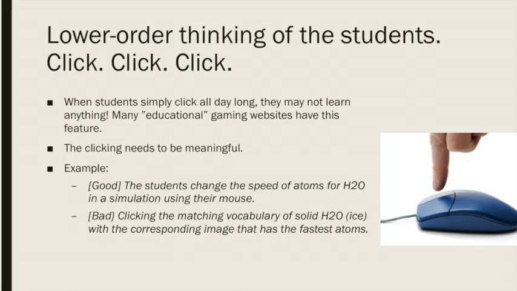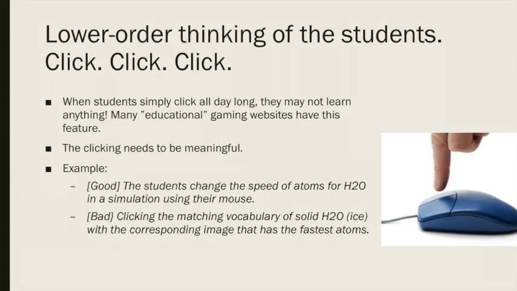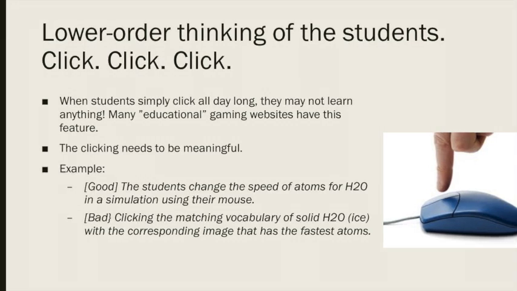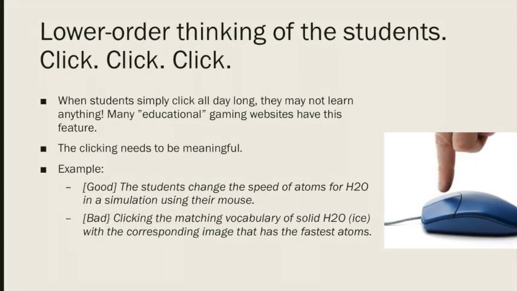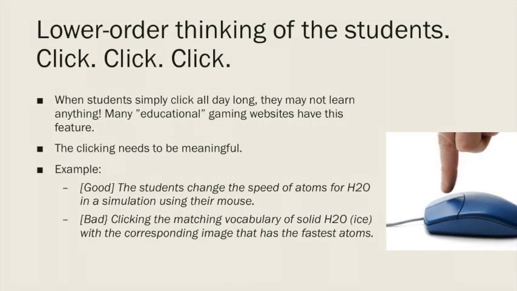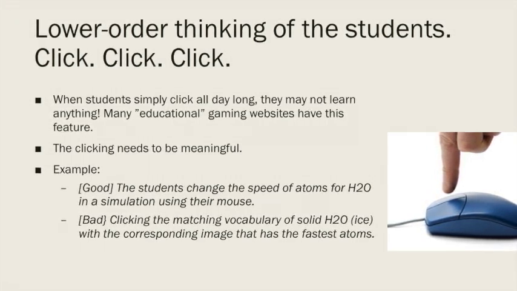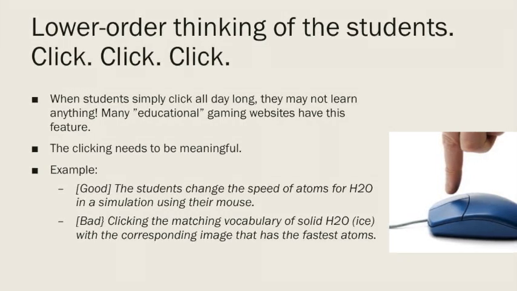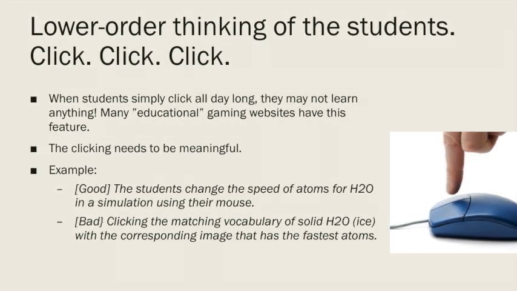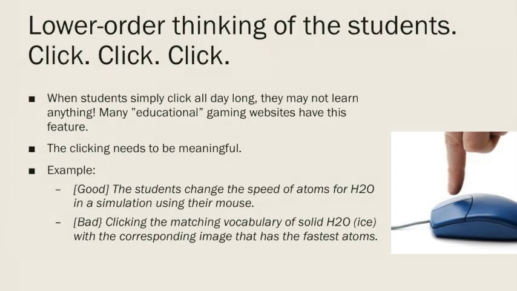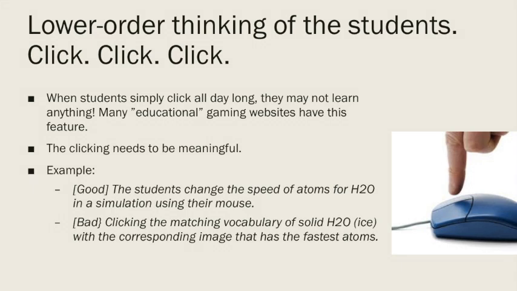So a bad example of this would be clicking the matching vocabulary of a solid H2O molecule, which would be ice, with the corresponding image that has the fastest moving atoms. Rather, a better example would be for the students to change the speed of the atoms for the H2O in a simulation using their mouse. This way they can predict if it's going to be solid, liquid, gas, or whatever the simulation is having them do, instead of clicking and matching.